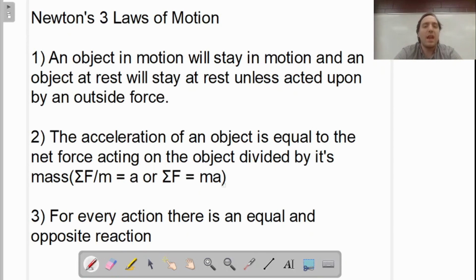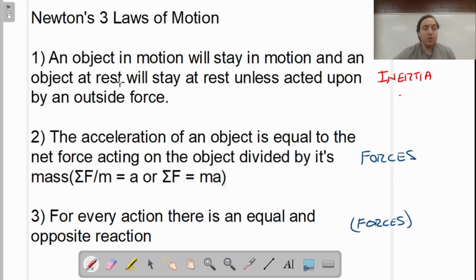They're on the screen here. An object in motion will stay in motion, and an object will stay at rest unless acted on by an outside force. This is typically referred to as inertia, and we haven't done much with it. The other two, the acceleration of the object, and for every action there's an equal and opposite reaction, we have done a lot with. This is almost the entirety of the forces unit, though it has come up every so often since.